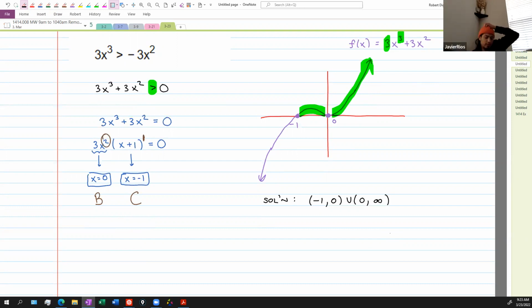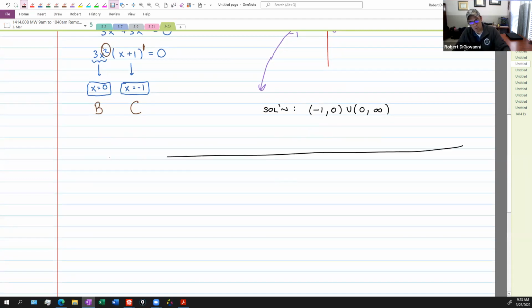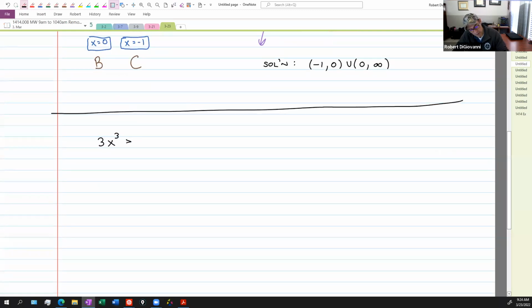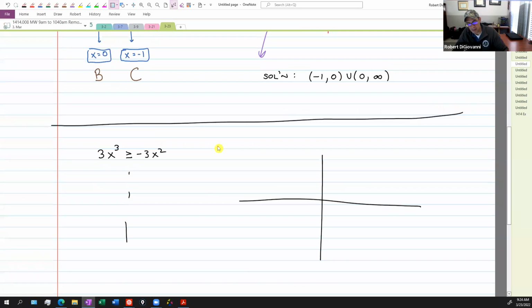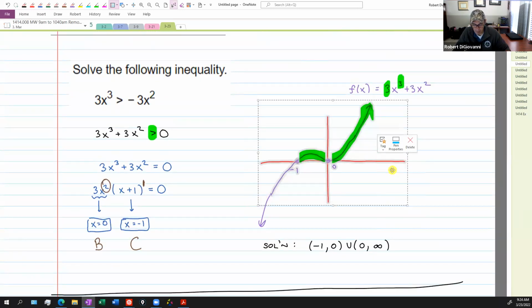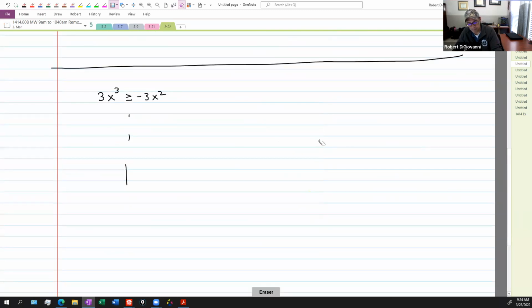If it included 0, would we have put the union or we would? Yeah, I was going to do that right now. Even if no one asked me, I was going to do it. So what would happen if this problem had been 3x cubed greater than or equal to -3x squared? Well, we would have done the exact same work, okay? And everything would have come out exactly the same. In fact, I'll just copy this. Okay, we would have had this.